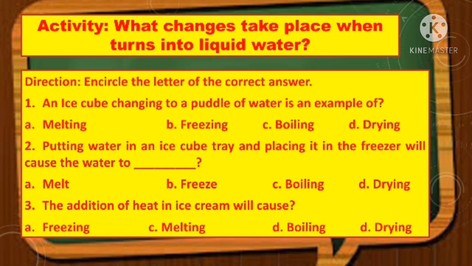Number 3, the addition of heat in ice cream will cause what? Letter A, freezing. B, melting. C, boiling. And D, drying. Nasusundan po ba? Magaling. Very good.